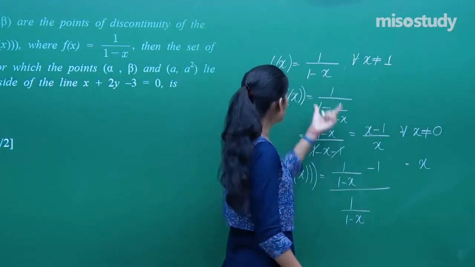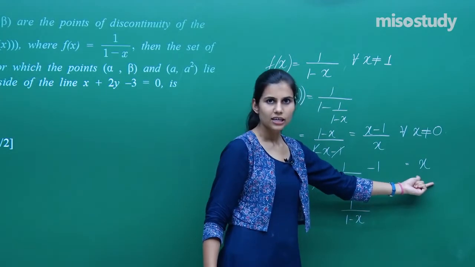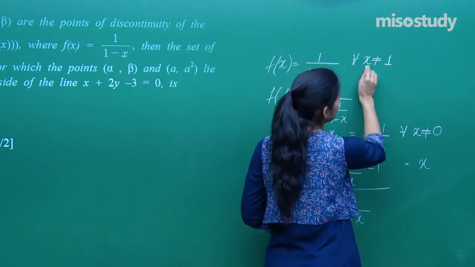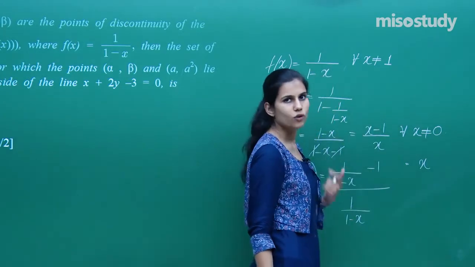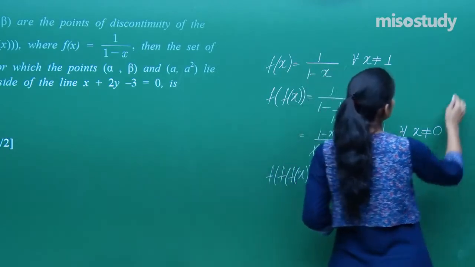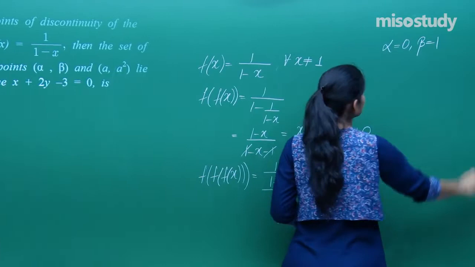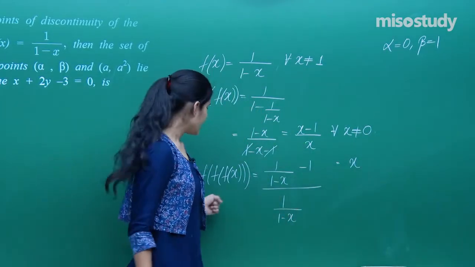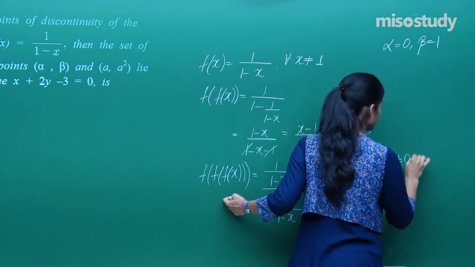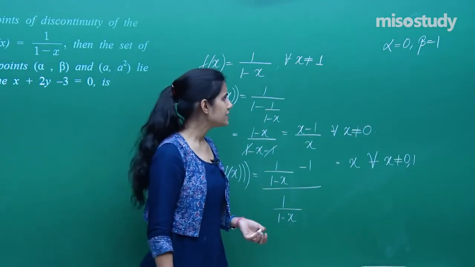So basically from here to here we can see f of x is actually x, which is going to be continuous only for x not equal to 0 and 1, for all real numbers except 0 and 1. So points of discontinuity are 0 and 1. I get alpha is 0, beta is 1. Right? F of x is x for all x not equal to 0 and 1. For these 2 points, this function is discontinuous. Alpha is 0, beta is 1.